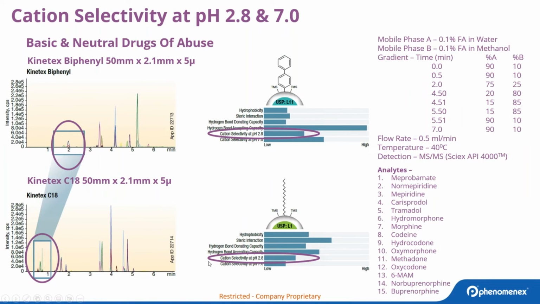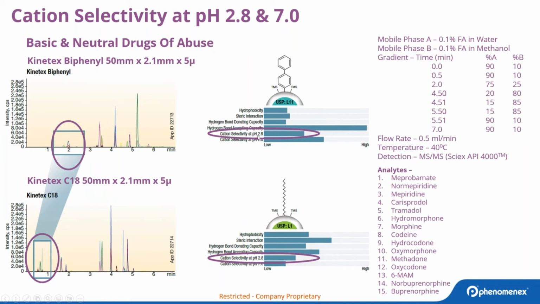We see if we can get some retention there. However, we're not getting great retention for our basic drugs of abuse, right? So we're going to try a different phase while our neutral drugs of abuse are getting relatively good retention. So we're going to try and change things up. And since we're working at a lower pH, right? So you can see here we're working at a lower pH with formic acid in water and methanol. So that's why we're focusing on the 2.8 pH.